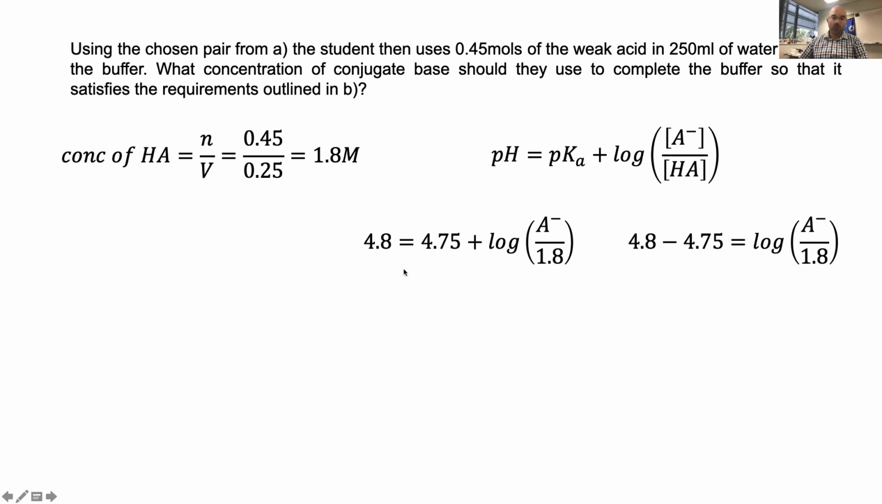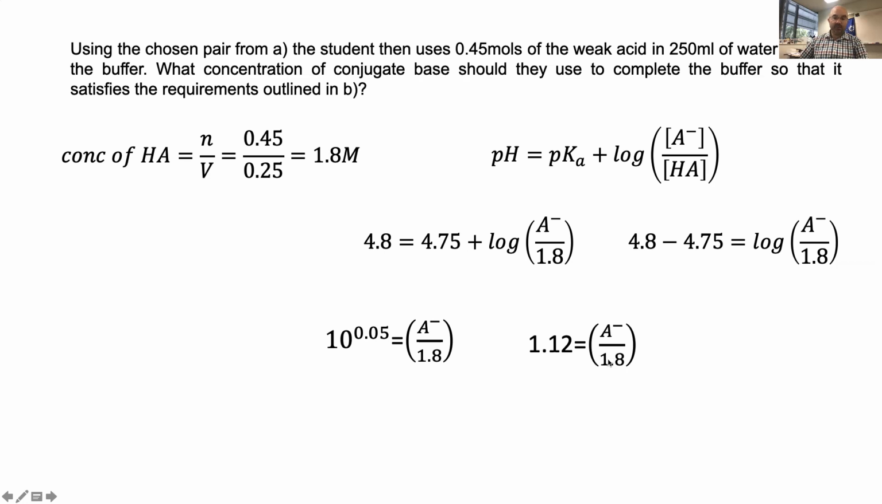And so we first bring the 4.75 across here. So we subtract 4.75 from each side. And now this value here comes to 0.05. Okay. Now to get rid of the log, we take 10 to the power of each side. So 10 to the power of 0.05 would equal this ratio between the A minus concentration and 1.8. So if you plug this into your calculator, you should get 1.12.